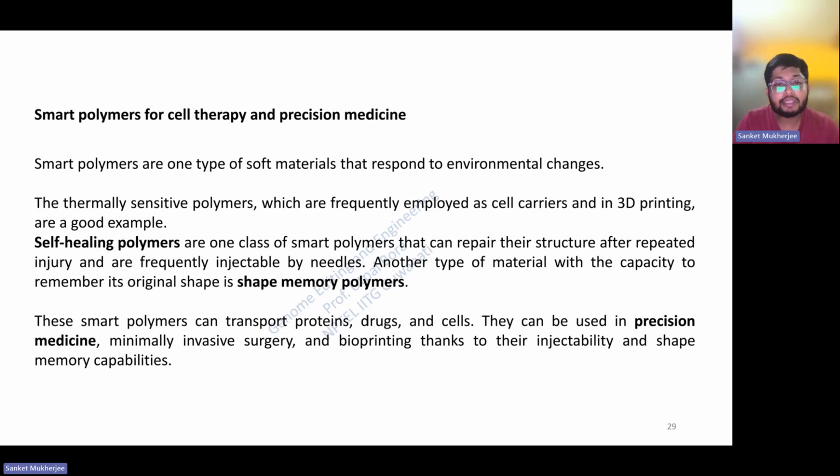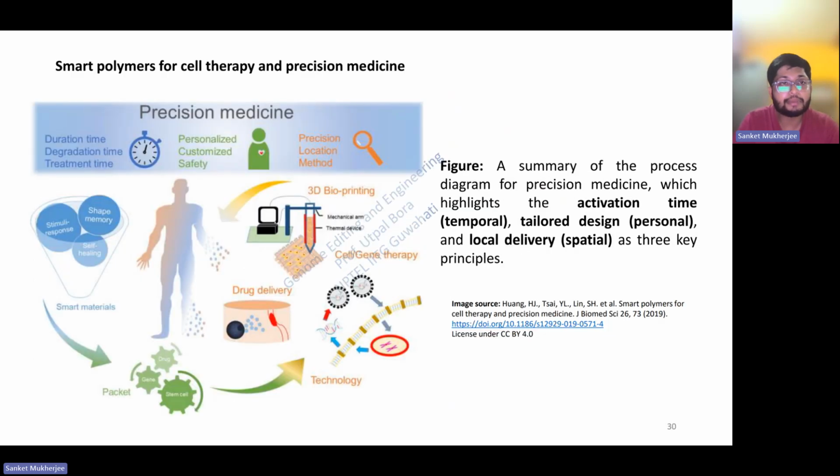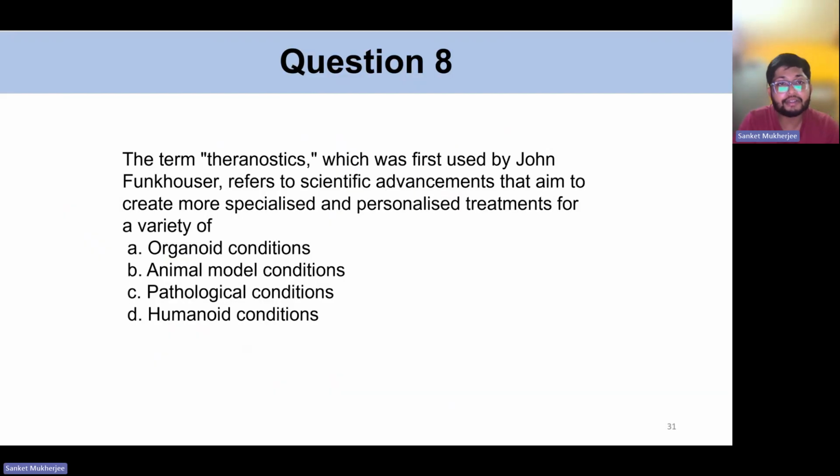These smart polymers can transport proteins, drugs, and cells. They can be used in precision medicine, minimally invasive surgery, and bioprinting thanks to their injectability and shape memory capabilities. The smart polymers, if you see, a summary of the process is given in the diagram.